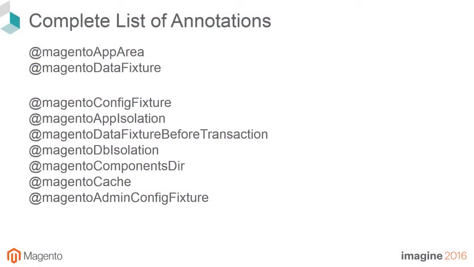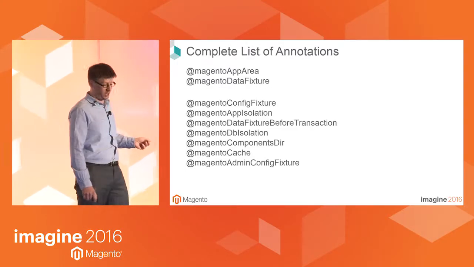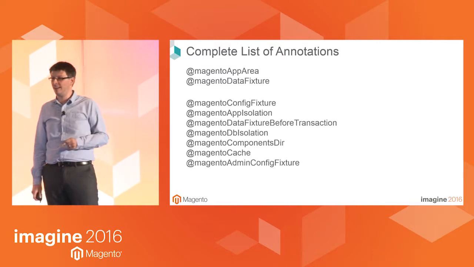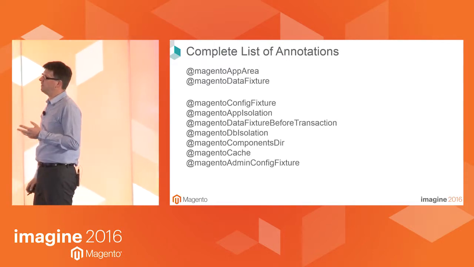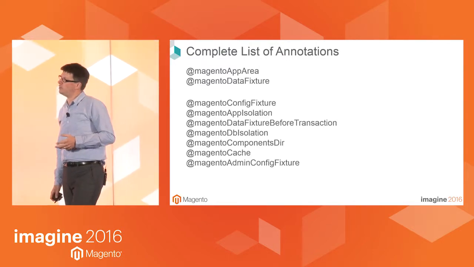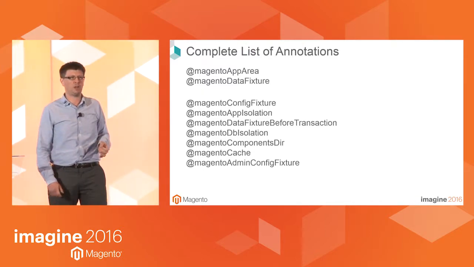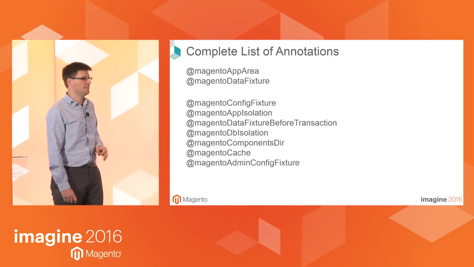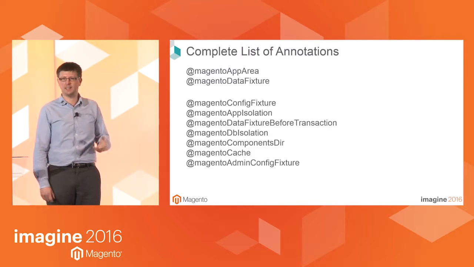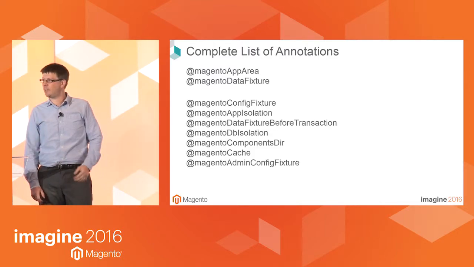This is a complete list of annotations for the integration testing framework. I won't have time to go into each and every one of them. The more interesting one that I've used quite a lot is the Magento config fixture, where we can, depending on the store, set a config setting and then run the integration test based off of that.